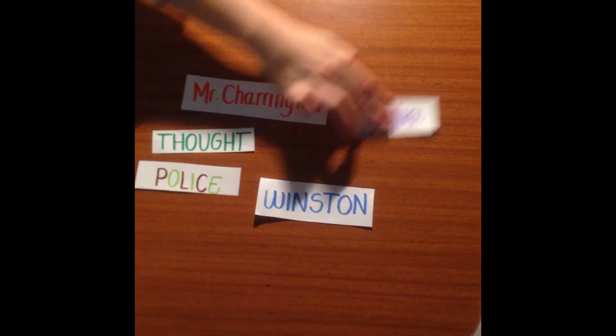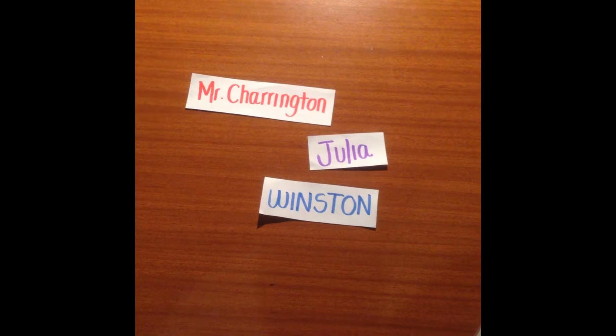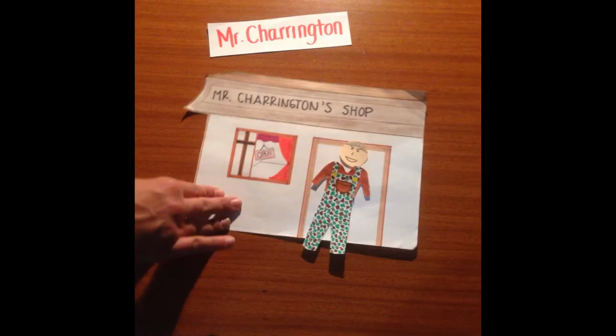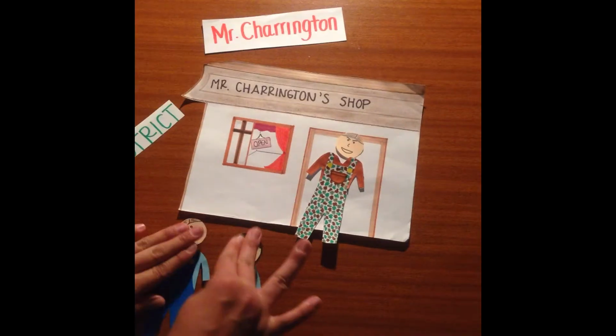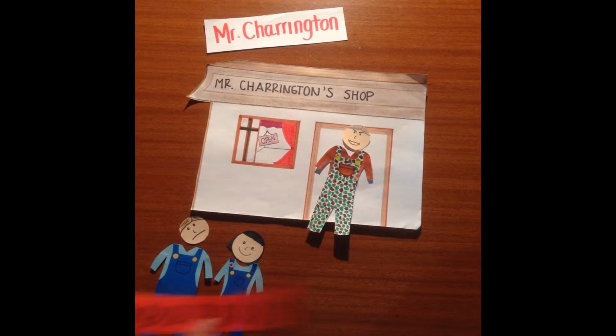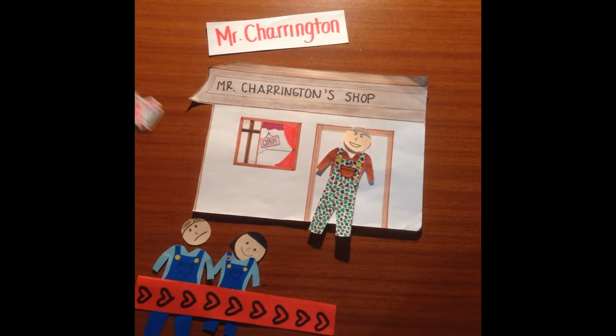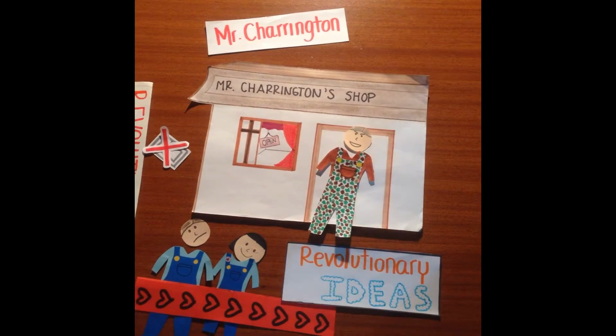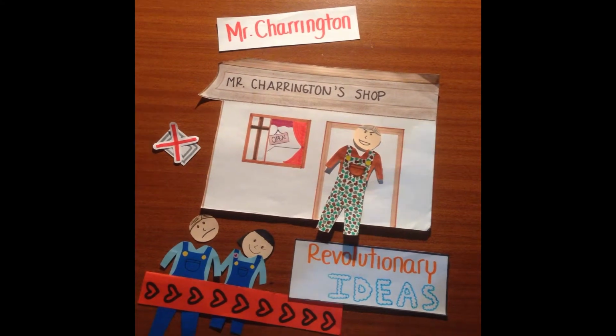Mr. Charrington is a member of the Thought Police who tricks Winston and Julia as well. He pretends to be a kind and simple owner of a store in the Prole District. He rents Winston a room without a telescreen, where he can carry out his affair with Julia, showing rebellious behavior. What Julia and Winston did not know was that in that same room, their revolutionary dreams were going to be turned into ashes.